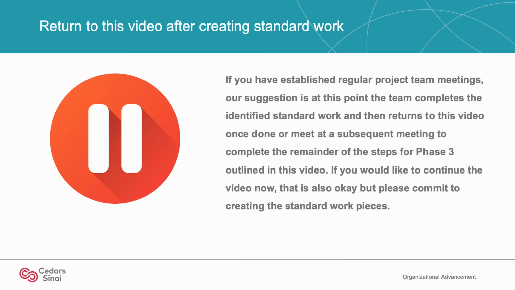If you have established regular project meetings, our suggestion is at this point, the team completes the identified standard work and then returns to this video once done, or meet at a subsequent meeting to complete the remainder of the steps for Phase 3 outlined in this video. If you would like to continue the video now, that is also okay, but please commit to creating the standard work pieces. It is best to make a list of all standard work and assign it to team members to draft and then bring back to the group to review and edit together.